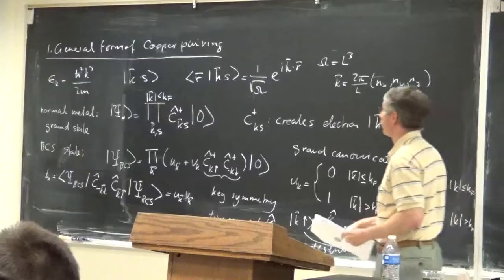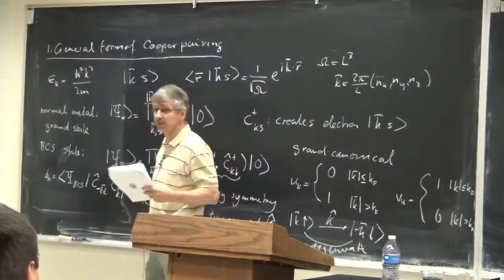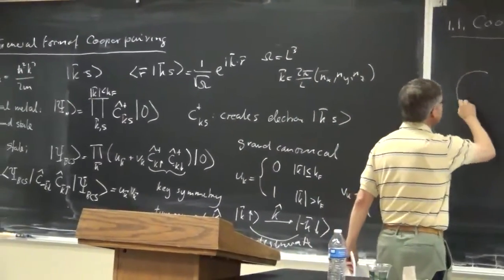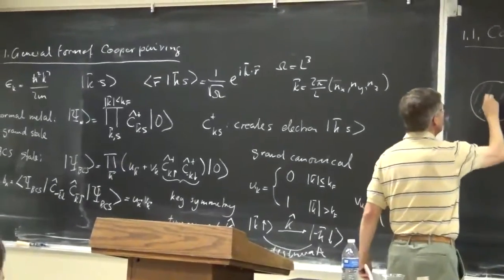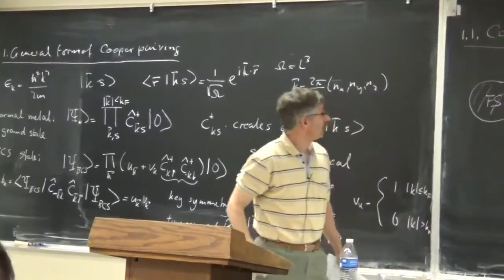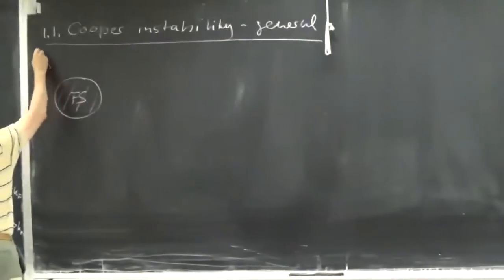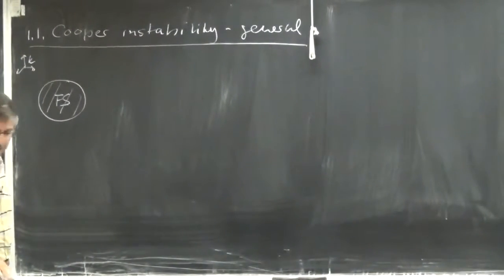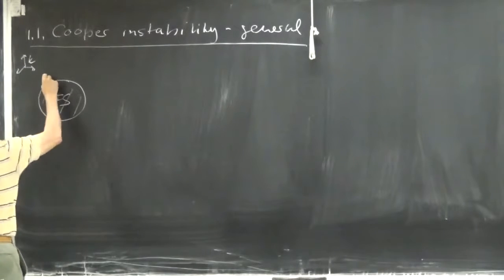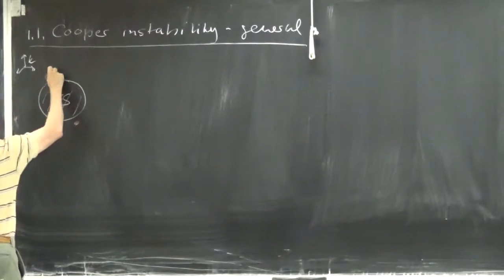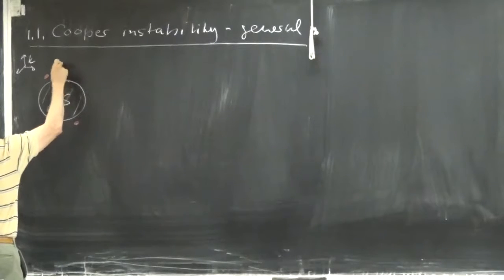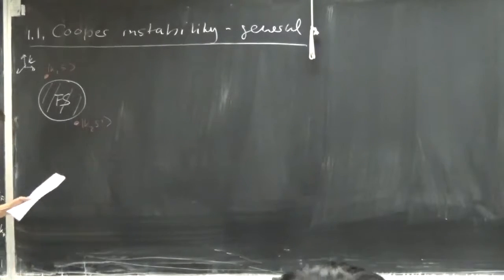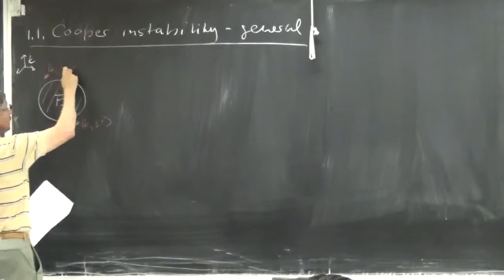And so I continue in the language which I have set up. So I have parabolic dispersion, and so I have now a field, the Fermi sea, in K space. And I add 2 electrons to that, with K1 spin S and K2 spin S prime. Okay, let me take 1 and 2.